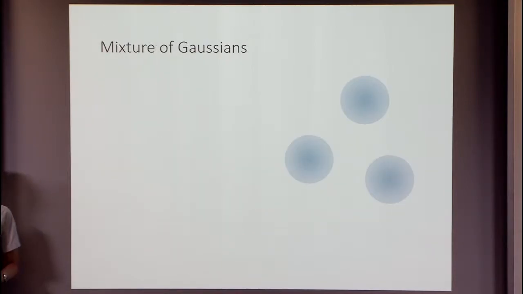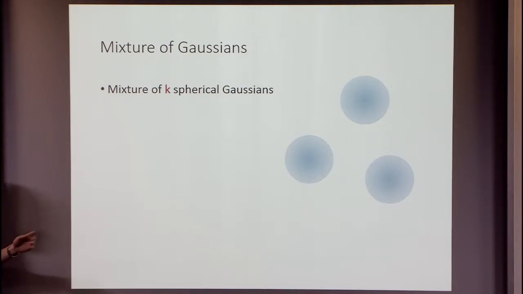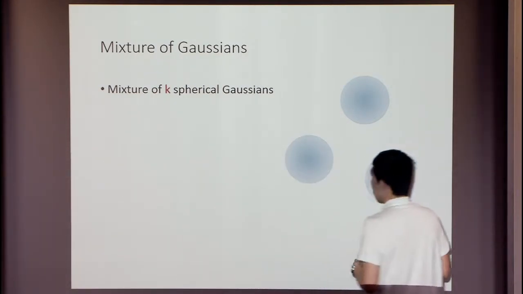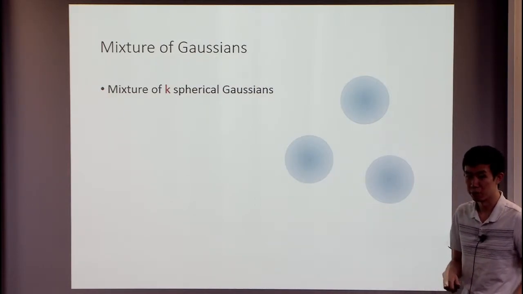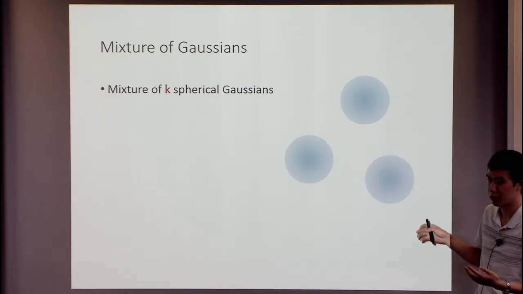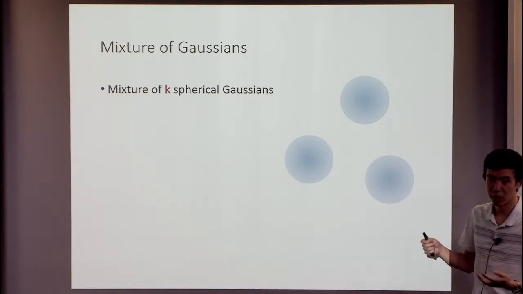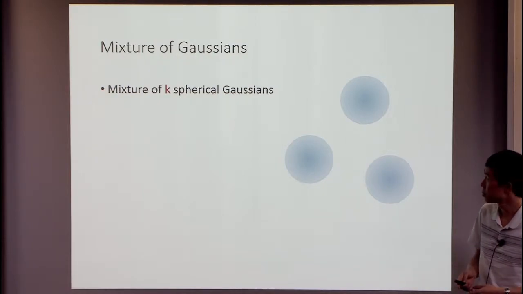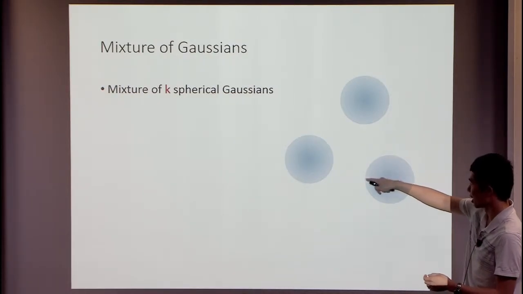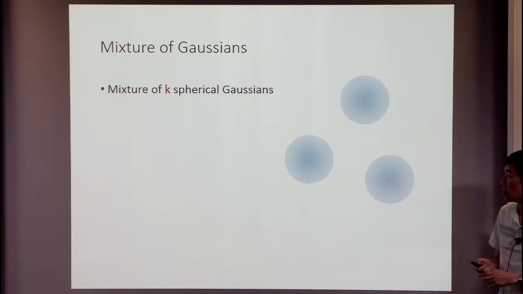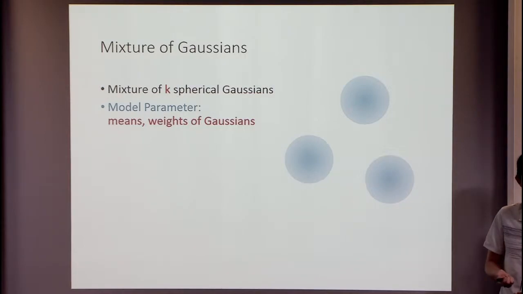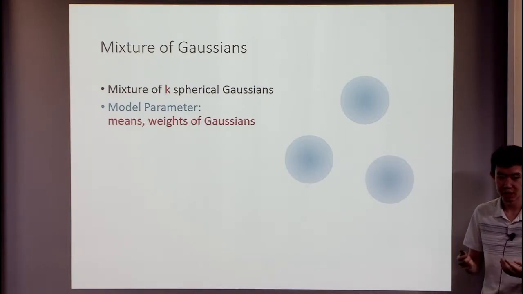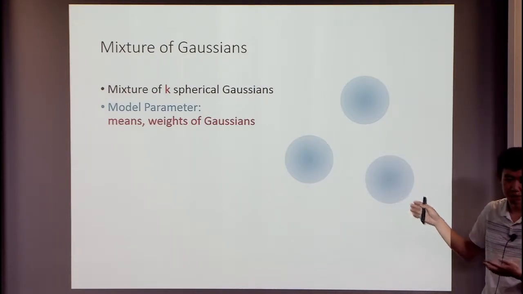So let's look at some examples of latent variable models. The first example will be a mixture of Gaussians. For mixture of Gaussians, we assume the data actually come from a mixture of k Gaussians. For simplicity, in this talk, we will assume they are all spherical Gaussians, and we know the covariance of these Gaussians. So the data will be just points from these Gaussians. In this case, the model parameters will be the means and the weights of the Gaussians. By weight of a Gaussian, I mean the fraction of samples that come from this particular Gaussian.